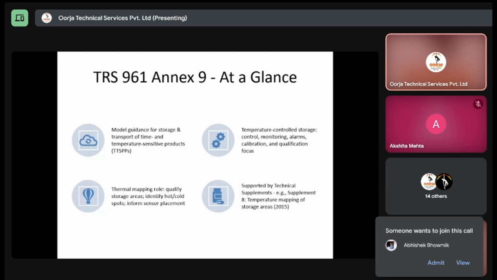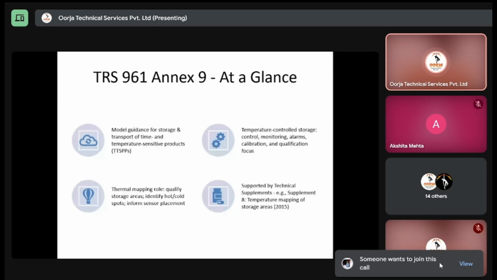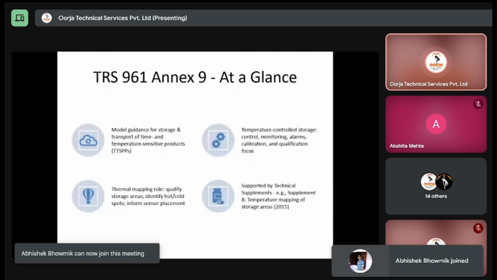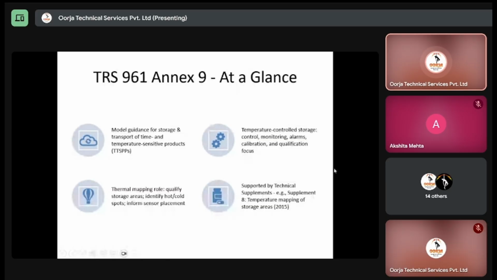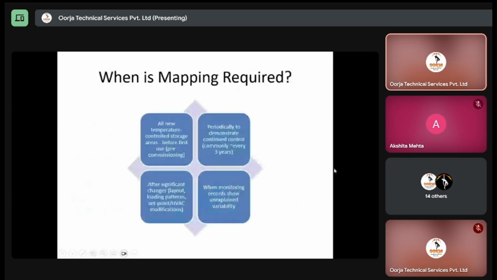It is important to know that the annexure does not act alone. Annexure 9 is not acting alone. Here we need Supplement 8, as Supplement 8 is focused more on the temperature mapping part. So here the importance of Supplement 8 is there. Whatever we will discuss is basically a mixture of Annexure 9 and Supplement 8 together.